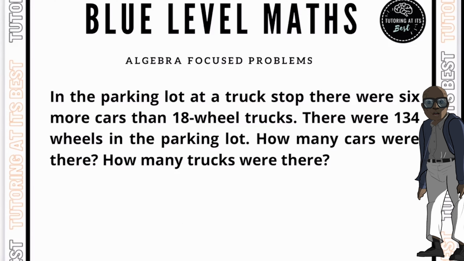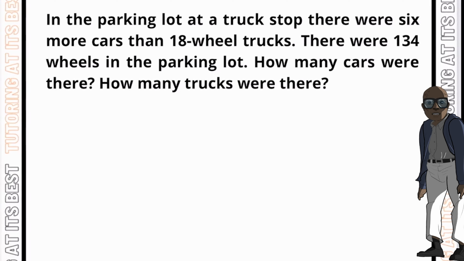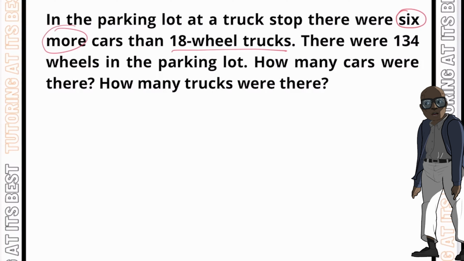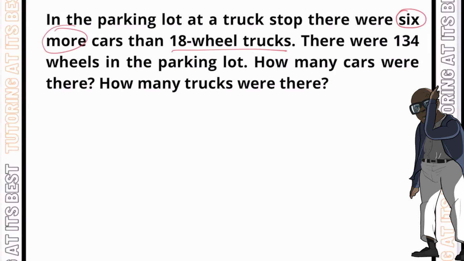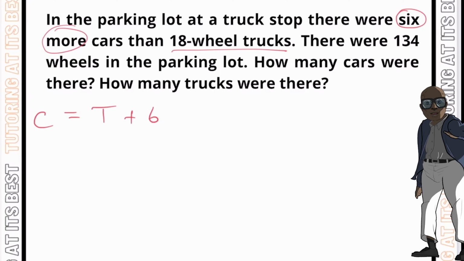So in the parking lot at a truck stop, there were 6 more cars than 18-wheel trucks. So again, 6 more cars than 18-wheel trucks. Now we don't know how many 18-wheel trucks there are, but we know there are 6 more. So instantly, we can have a variable, which is C equals T plus 6, where we know that there are 6 more cars than 18-wheel trucks. So T can be the trucks and C can be the number of cars. So I'll just write that down as cars and trucks.